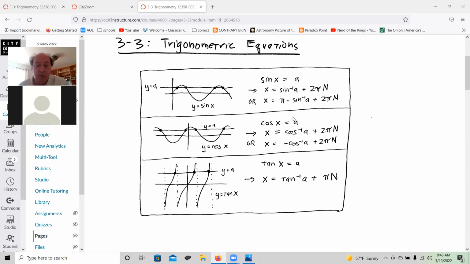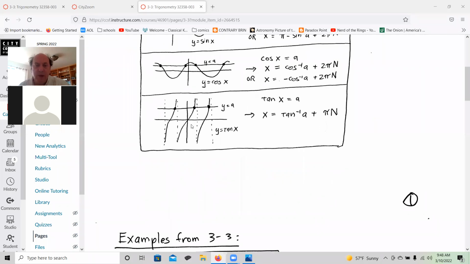For cosine x equals a, again, here's the graph of cosine, and here's the graph of y equals a, and it comes in pairs. Oops, I forgot to mention: this and this and this have x equals arc sine a plus an integer multiple of 2 pi. This one will be pi minus arc sine a plus an integer multiple of 2 pi. Here we have cos x equals a. It's solved here at x equals arc cosine a plus integer multiples of 2 pi, and here at minus arc cosine of a plus integer multiples of 2 pi.